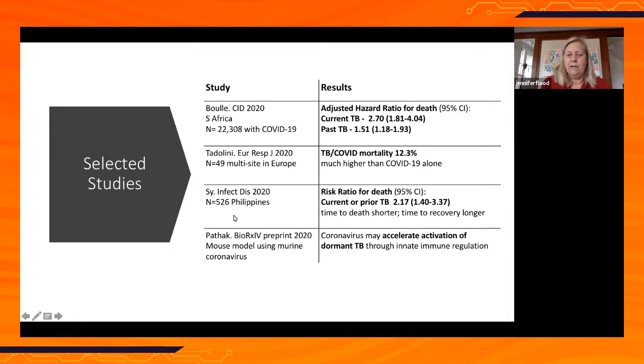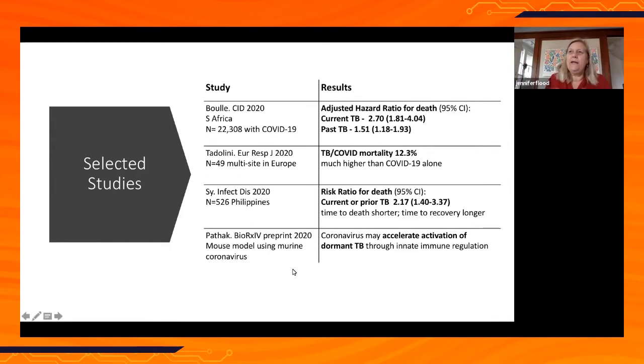This third study that was conducted in the Philippines with over 500 persons showed a risk ratio for death that was also increased. Again, more than doubling with current or prior TB. And the time to death in someone with COVID and TB was shorter.